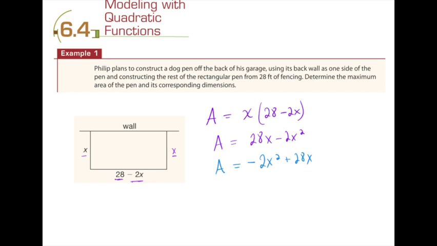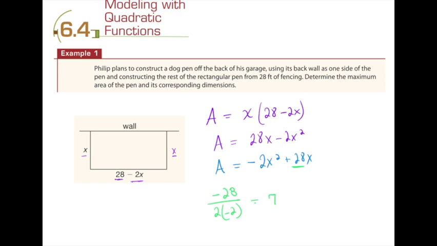All right. Now my pen is a rectangle, right? But the area options, the dimension options, are going to create a parabola because it's a quadratic here. So I'm just going to say, how do I find the vertex? Well, negative b over 2a and then plug it in. And so if I do negative b over 2a, my b is 28 here, negative b over 2 times a, which is negative 2, right? And I get negative 28 over negative 4. That's a nice and easy division. So 7.